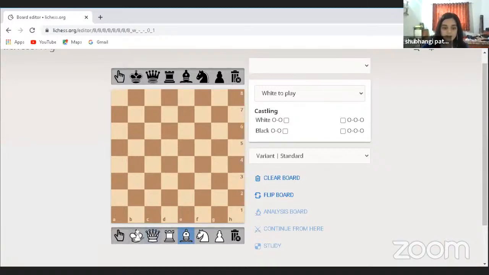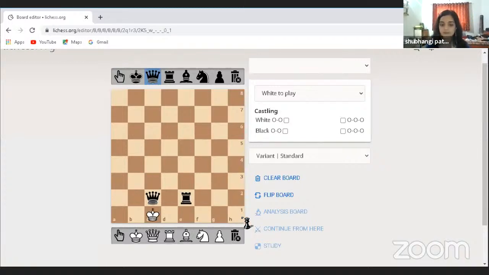Okay. Now we'll understand checkmate first. Suppose my king is on this square, and black's rook is here and black's queen is here. Now this is called checkmate.